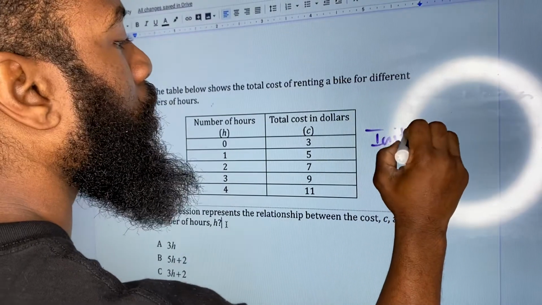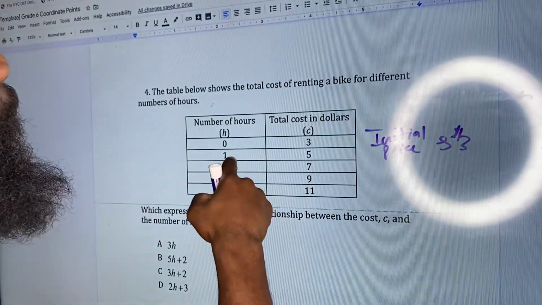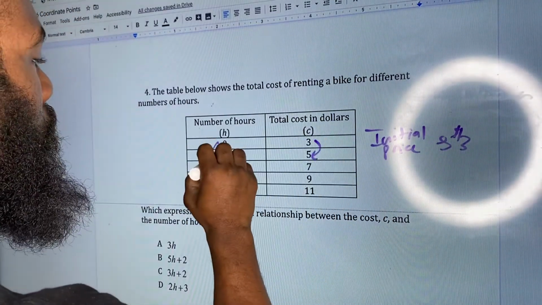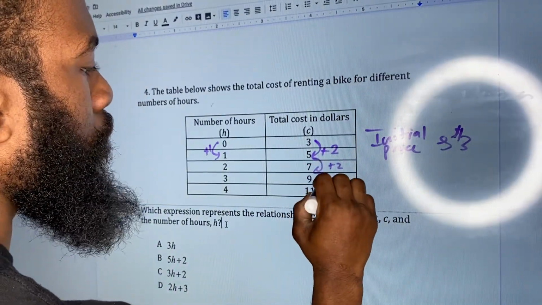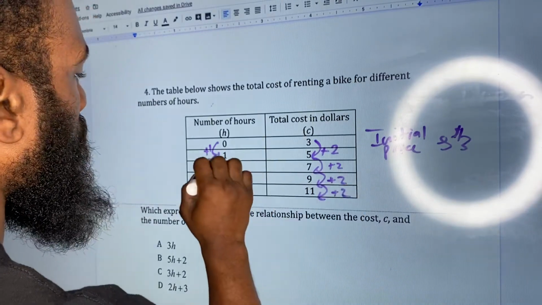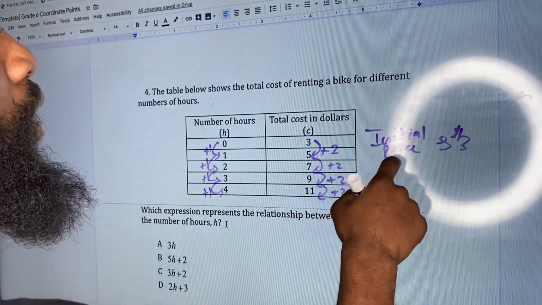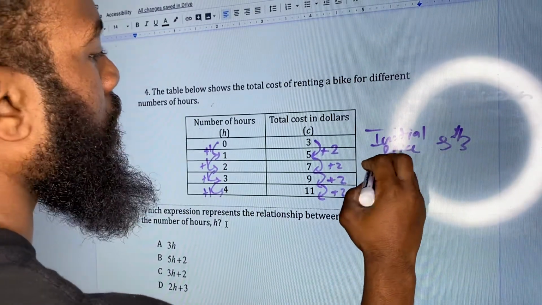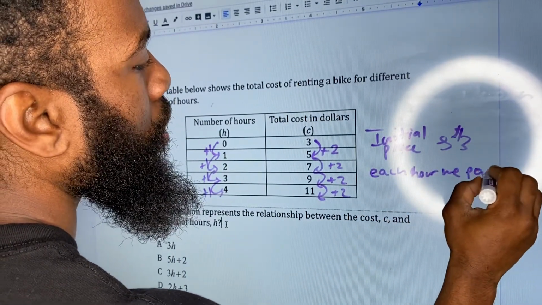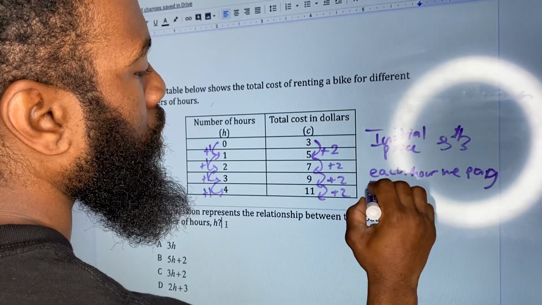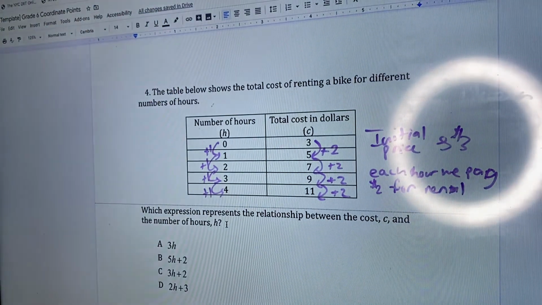Initial price, $3. And then every time the hours increase, we increase by $2. Plus 2, plus 2, plus 2. Plus 1, plus 1, plus 1. So we start at $3, and then each hour we pay $2 for rental. Right?